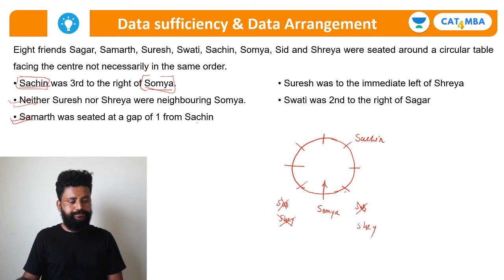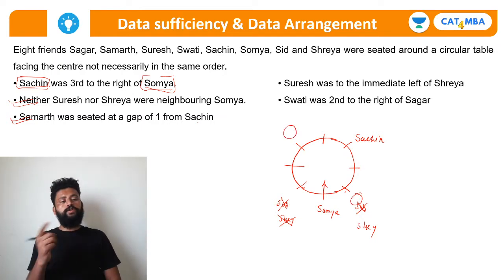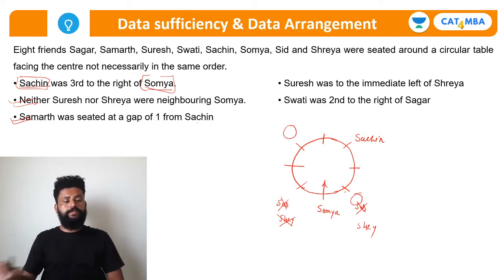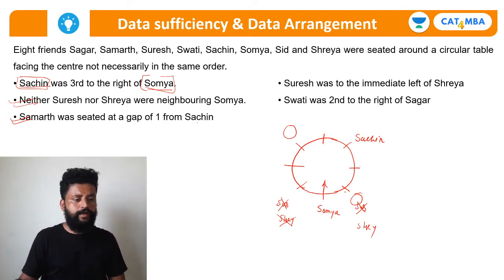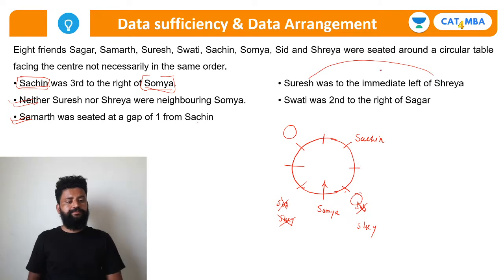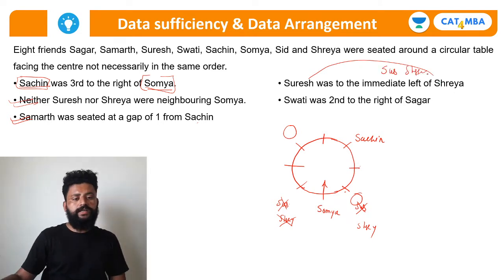Shreya. Then Samarth was seated at a gap of 1 from Sachin. So Samarth can be here or here, at a gap of 1. Okay. Then Suresh was immediate left of Shreya. Now Suresh and Shreya, these two persons are immediate neighbors.